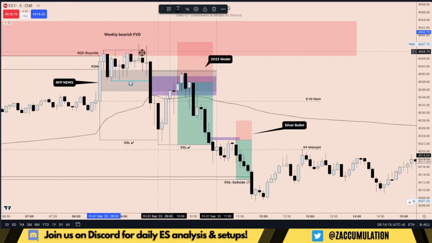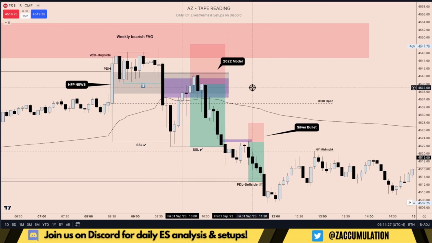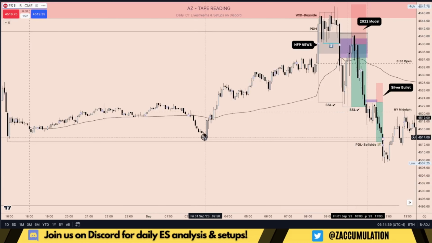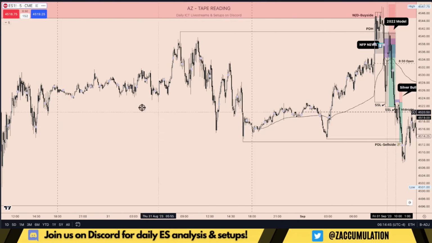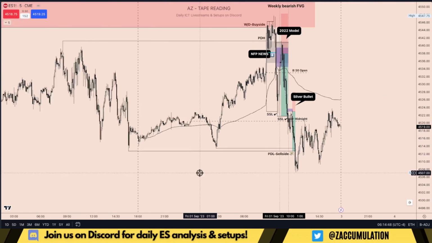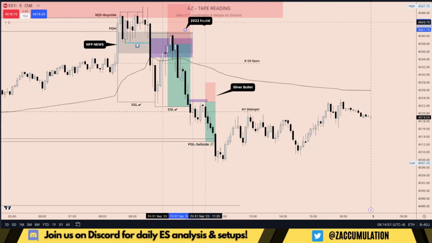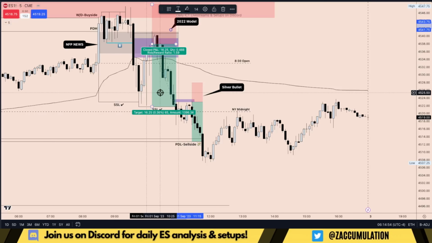Right here we had a very simple YouTube model. We shifted market structure, left behind a fair value gap, filled that fair value gap paired with the inversion to deliver into sell side. So that's the 2022 model, and I really wanted to make that difference between the 2022 model and the silver bullet setup as clear as I could. And if we look at it, right here we have the London session low right here at 4513.5, and we have our previous day's low right here at 4512. Alright, so the 2022 model already delivered into sell side. That would have been my first target. That's already 16 handles on ES here.